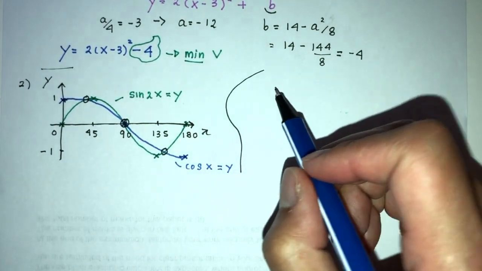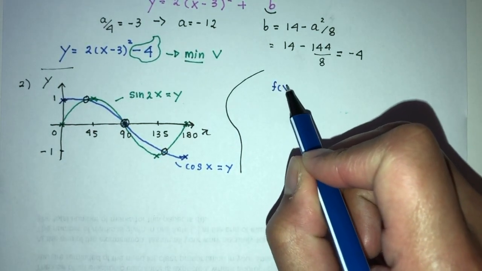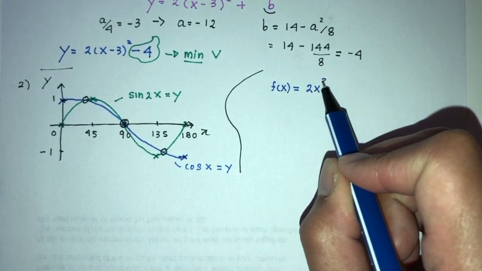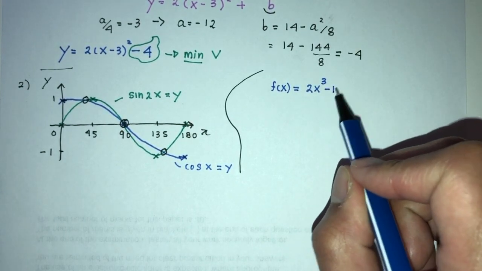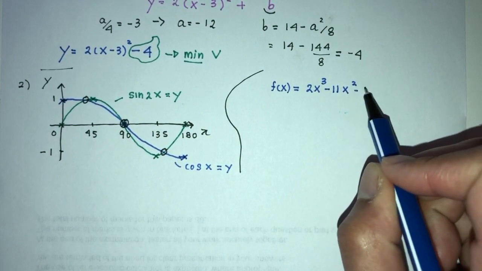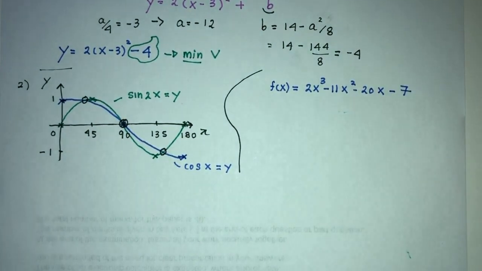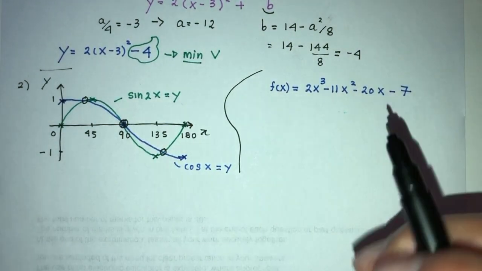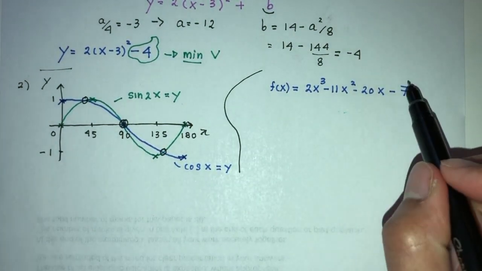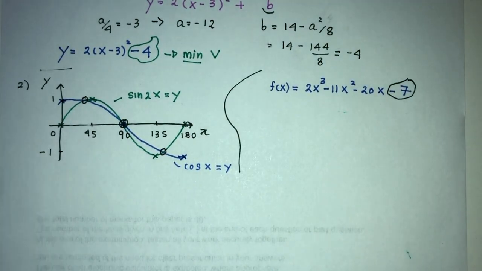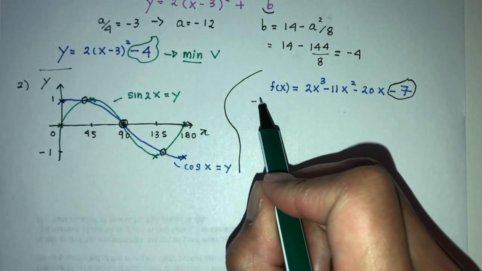So we have our main equation, which is f of x. Let's call it f of x is equal to 2x cubed minus 11x squared minus 20x minus 7. Now to find the first factor, we have to find this by trial, and we have to look at this last number, which is minus 7.